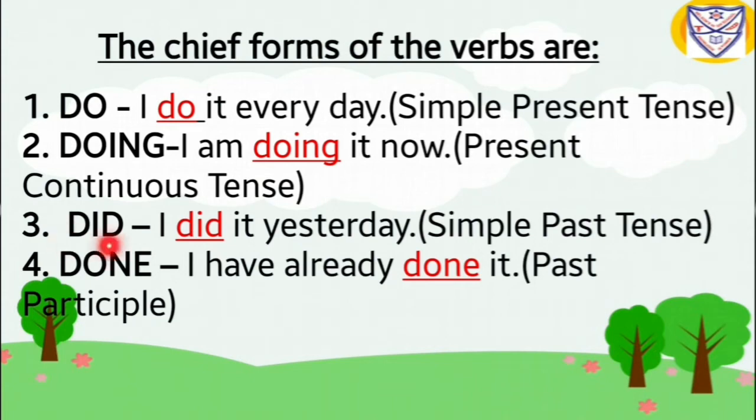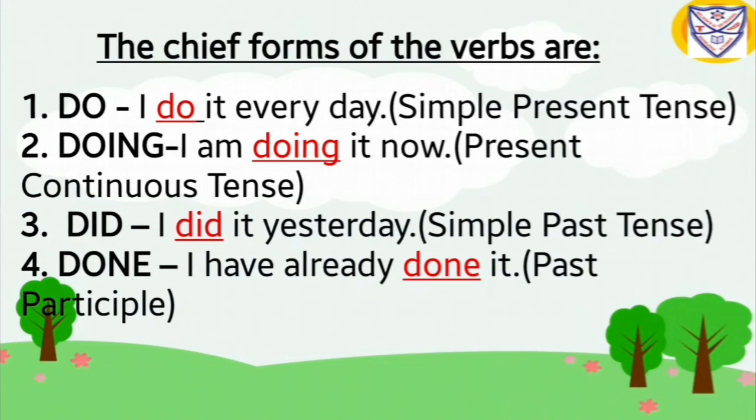Third one, did. So the sentence is, I did it yesterday. Now over here when I say did, it is a verb. It stands for simple past tense. Why? Because the verb did shows that an action has already been completed in the past time. Therefore, we can say did stands for the simple past tense.